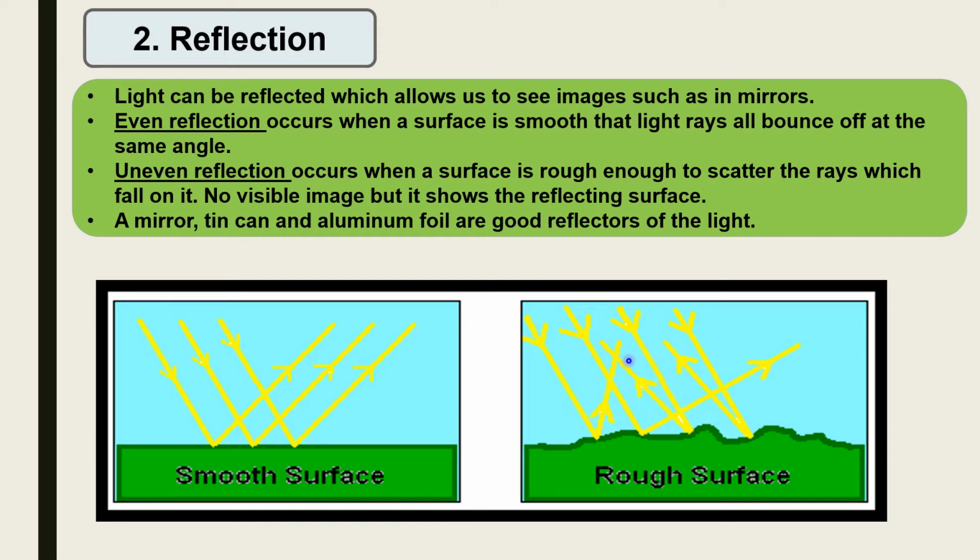Next is uneven reflection. It occurs when a surface is rough enough to scatter the rays, so we cannot see a clear image. There is a reflected image, but we cannot tell what kind of image it is. By the way, good reflectors of light are a mirror, tin can, and aluminum foil. Why? Because when you look at a mirror, you can see your face clearly. So the second property of light is reflection.